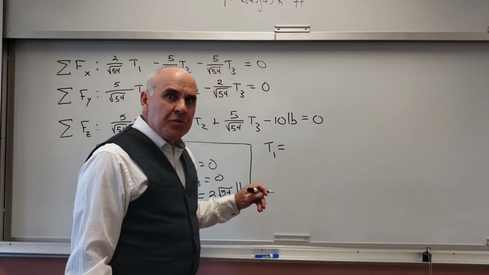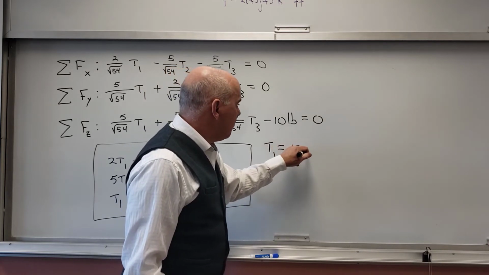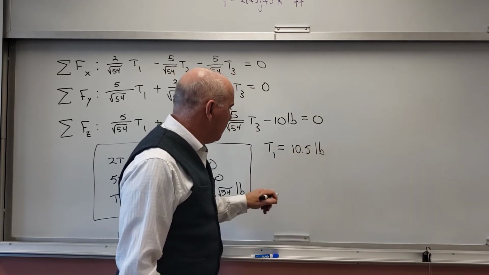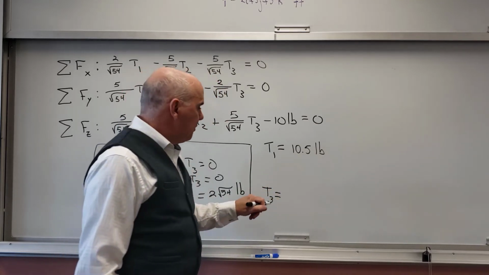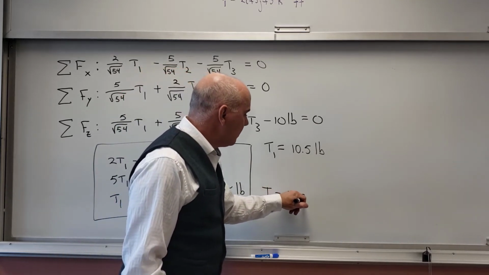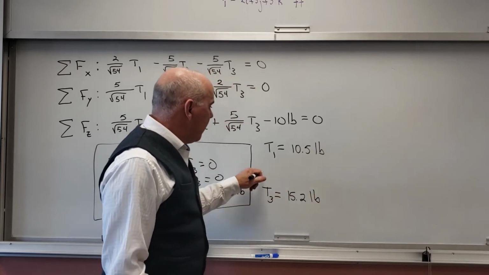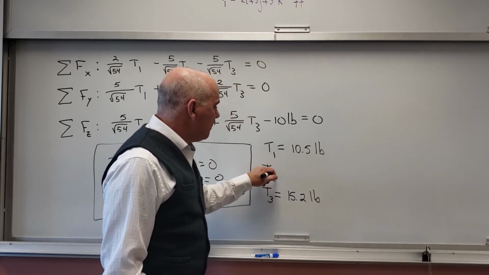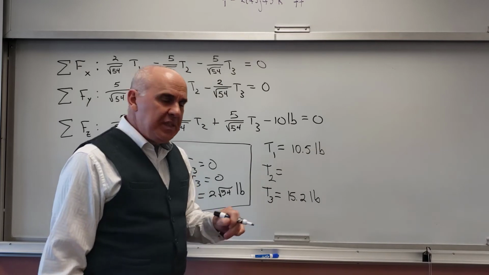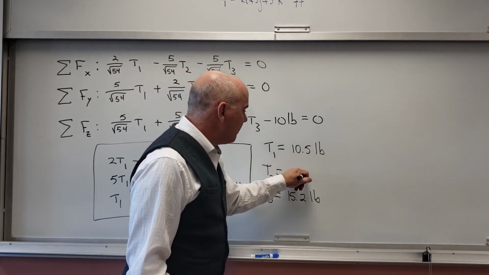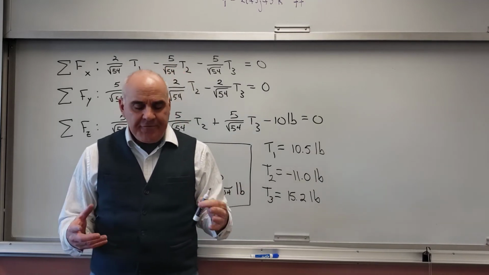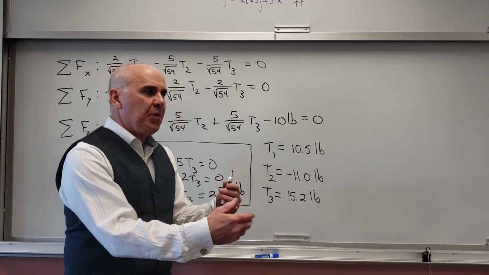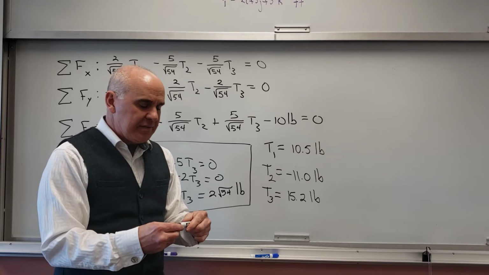T1 equal to 10.5 pounds. I'm going to jump to T3. T3 is equal to 15.2 pounds. And then T2 is the interesting one because T2 is negative 11 pounds. And so this goes to my final step in the problem-solving process.